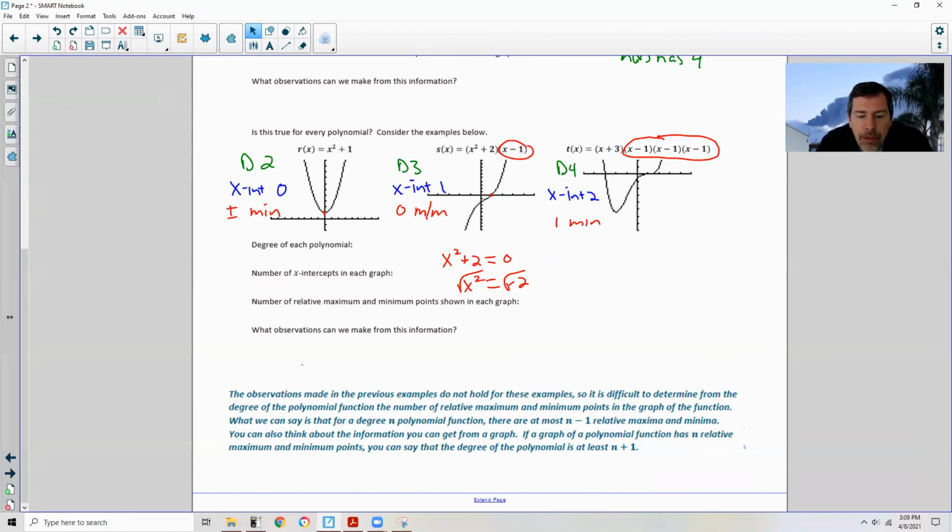You can also think about the information you can get from a graph. If a graph of a polynomial function has n relative maximum and minimum points, you can say that the degree of the polynomial is at least n plus 1. Okay.